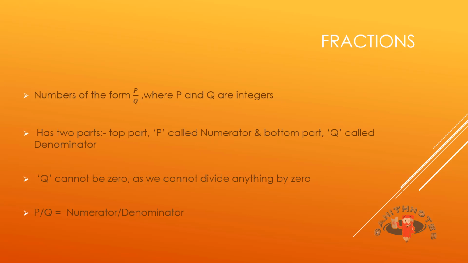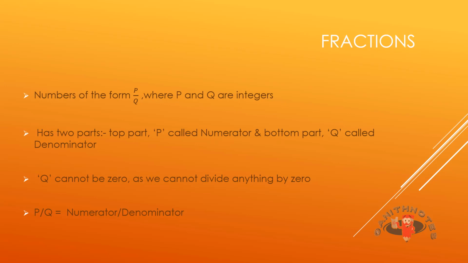What are actually fractions? The numbers that can be expressed in the form P by Q, where both P and Q are integers, are referred to as fractions. As we know, we have a top part P, which is called the numerator, and the bottom part Q, which is called the denominator. As we know, we cannot divide any number by 0. As division by 0 is invalid, Q can never be 0. So P by Q, which is a fraction, can actually be represented as numerator over denominator.